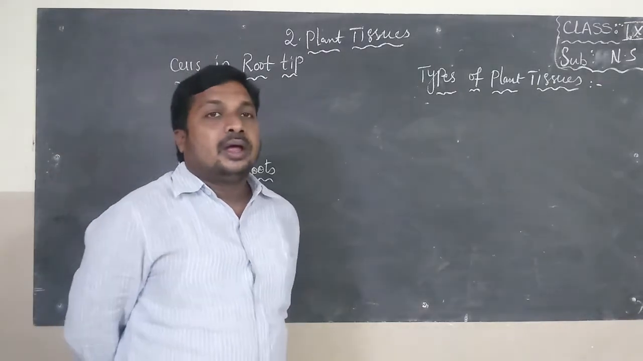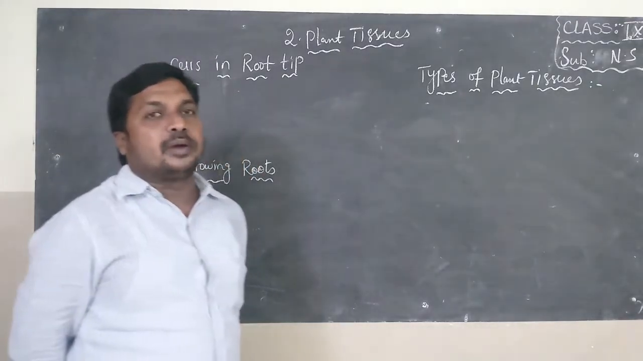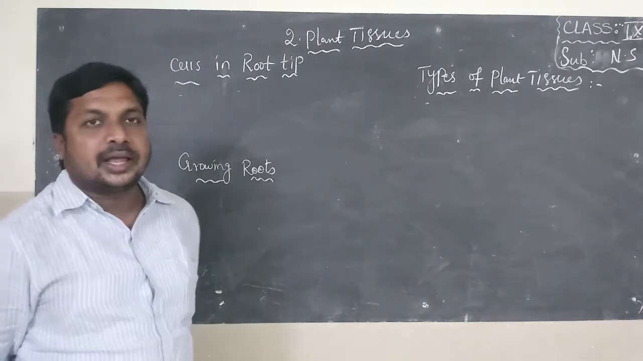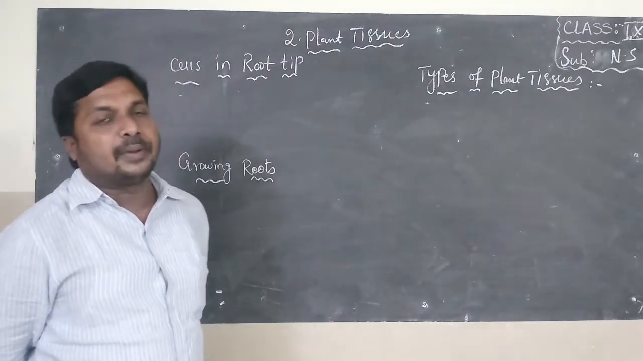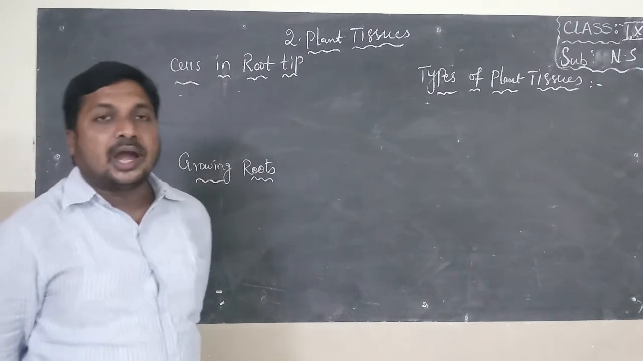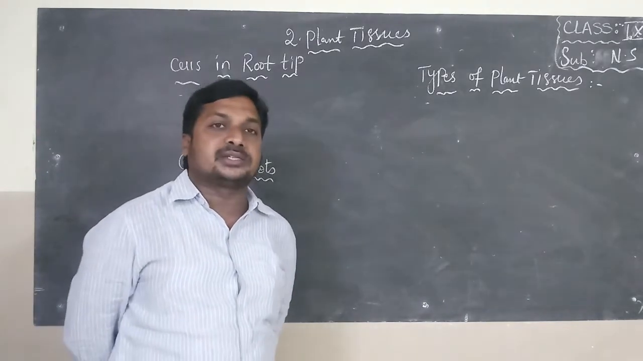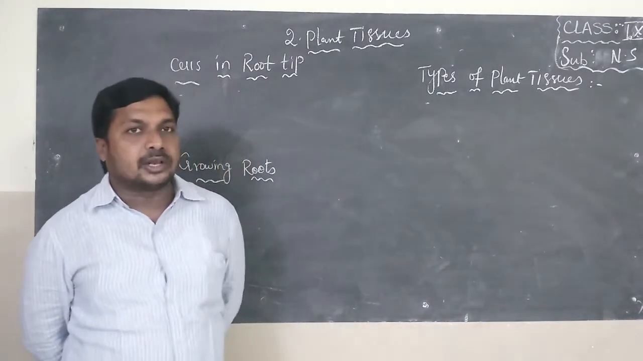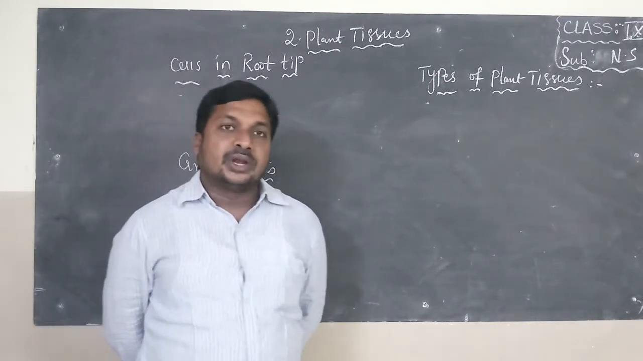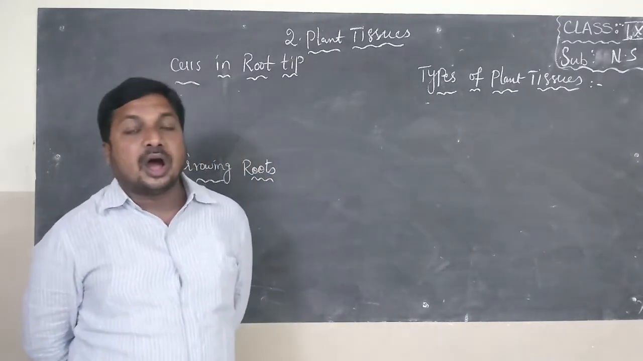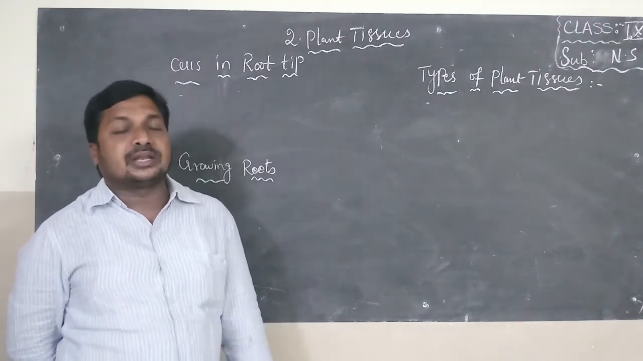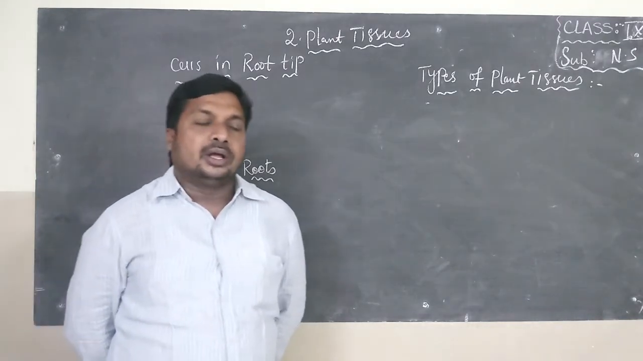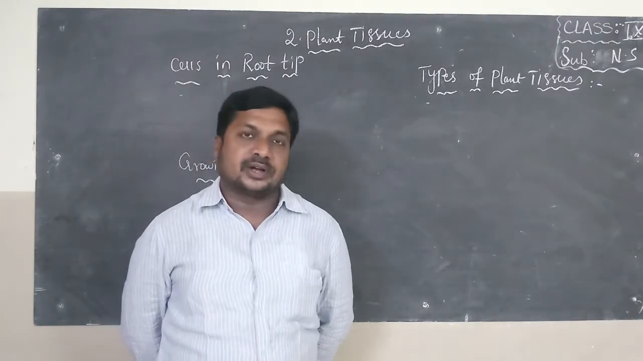I also explained what is meant by tissue. Tissue means a group of cells which have similar structure and perform similar functions. And I also explained a special organization which we can see in multicellular organisms, that is cells, tissues, organs, organ system, organism. Already in the first lesson we learned about the cell, its structure and functions.